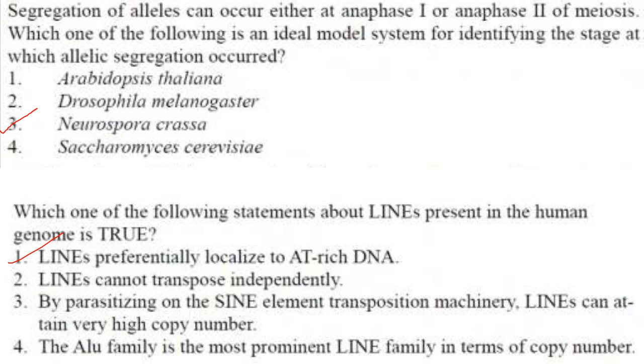Then next one. Which of the following statements about lines present in the human genome is true? Lines preferentially localized to AT-rich region, that is correct. Lines cannot transpose independently? They can transpose independently. So 2 is not correct. By parasitizing on the sign element transposition machinery, lines can attain very high copy number? Signs are not autonomous. Retro elements are dependent on the lines for transposition. So lines will not parasite on the sign element. The ALU family is the most prominent line family in terms of copy number? It is the L1 family, line family, that is most common. So the answer here is option 1.